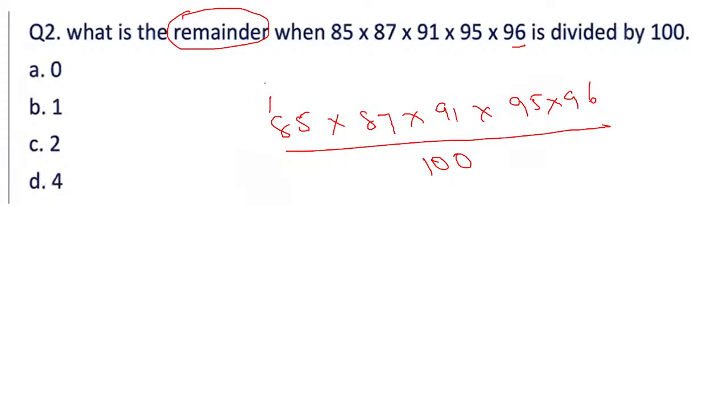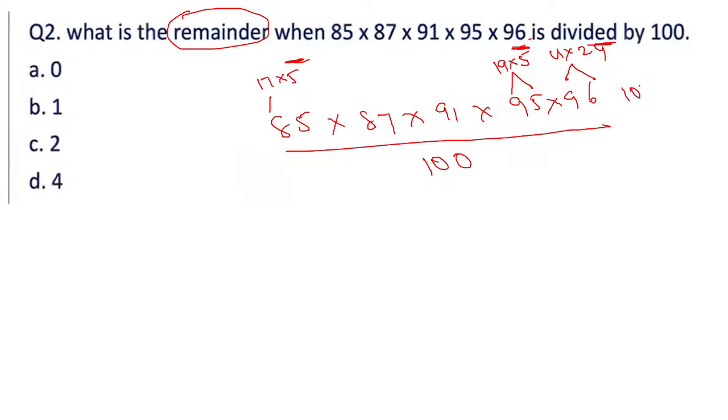First, 85 can be written as 17 into 5. 95 can be written as 19 into 5. And one more thing, this 96 can be written as 4 into 24. Okay students, so first 5 is here and 5 is here. 5 into 5, 25. 25 into 4, 100.